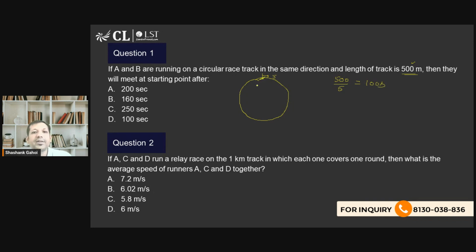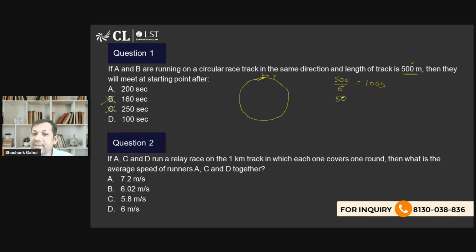Then again, after 100 seconds, A is going to reach here. So A is going to reach the starting point after 100 seconds, 200 seconds, 300 seconds. So they are going to meet again at the starting point after 100 seconds or 200 seconds or 300 seconds. So in that case B cannot be the answer, C cannot be the answer. Now what is the speed of B?